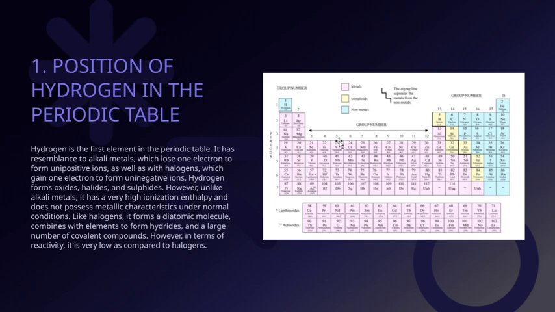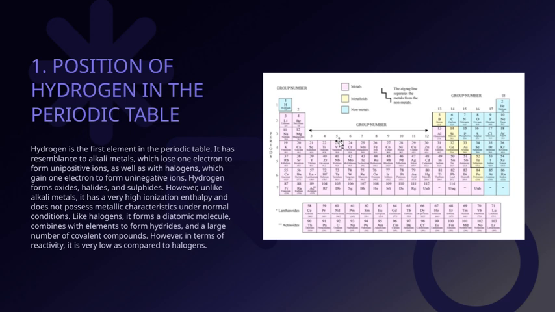Hydrogen forms a variety of compounds such as oxides, halides, and sulfides. But unlike the metals in group 1, hydrogen has a very high ionization enthalpy, meaning it doesn't lose electrons easily. Plus, under normal conditions, it doesn't exhibit metallic characteristics at all. On the other hand, just like halogens, hydrogen forms diatomic molecules. Think of H2, and it also combines with other elements to create hydrides and many covalent compounds. However, when we compare reactivity, hydrogen is much less reactive than halogens, which tend to be highly reactive.